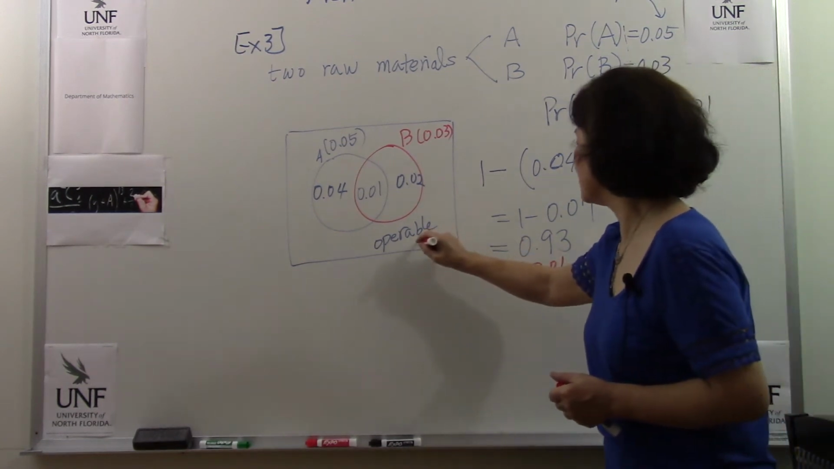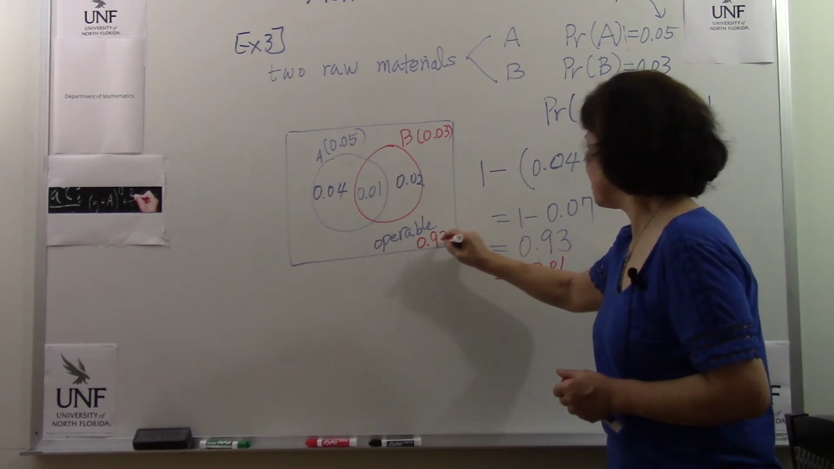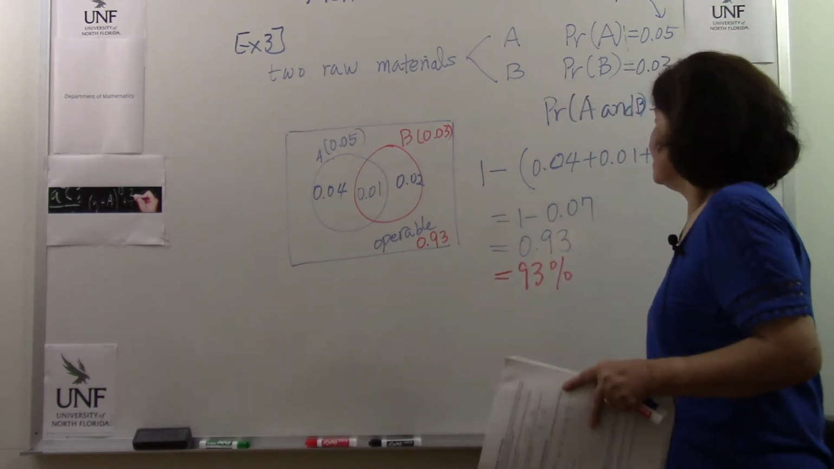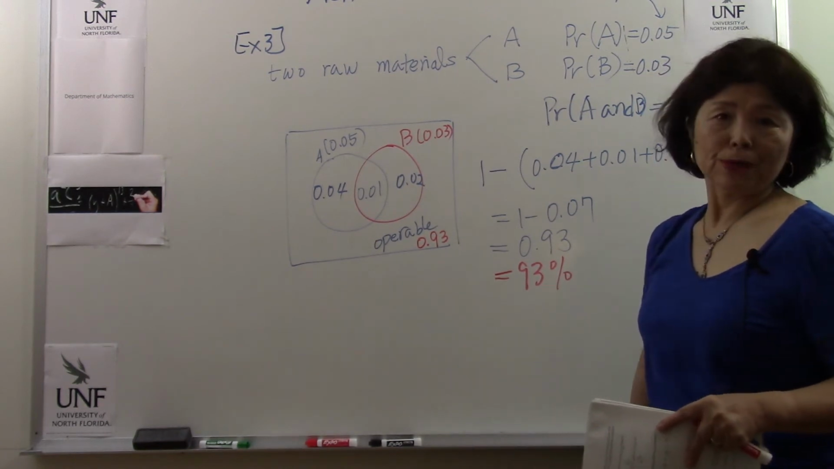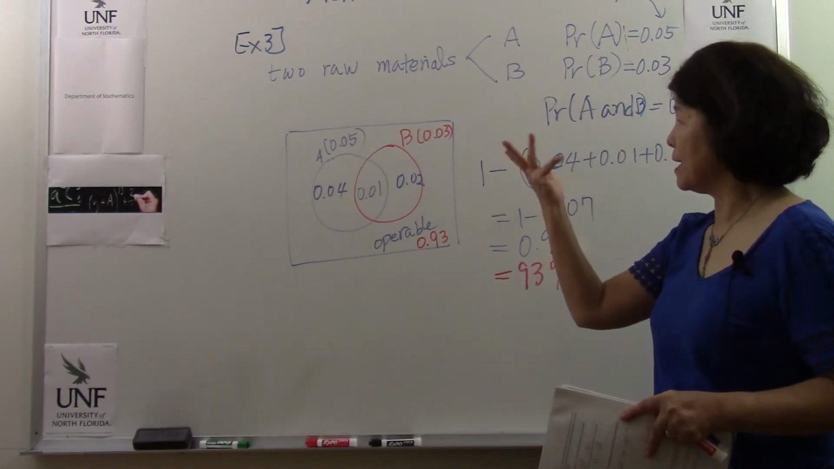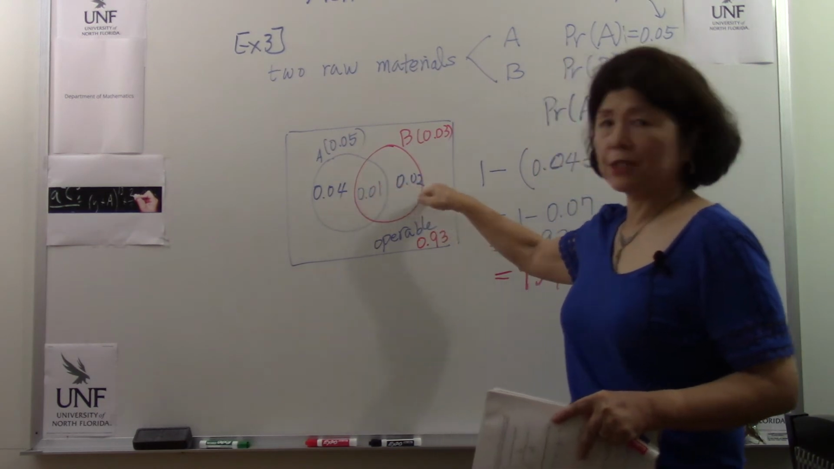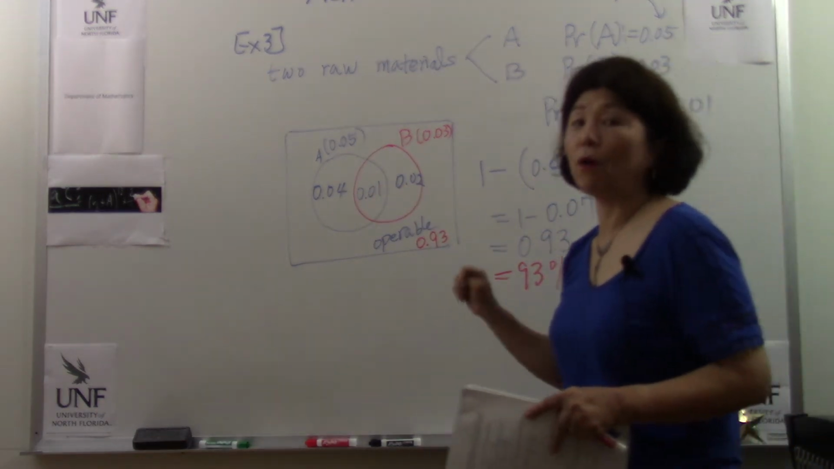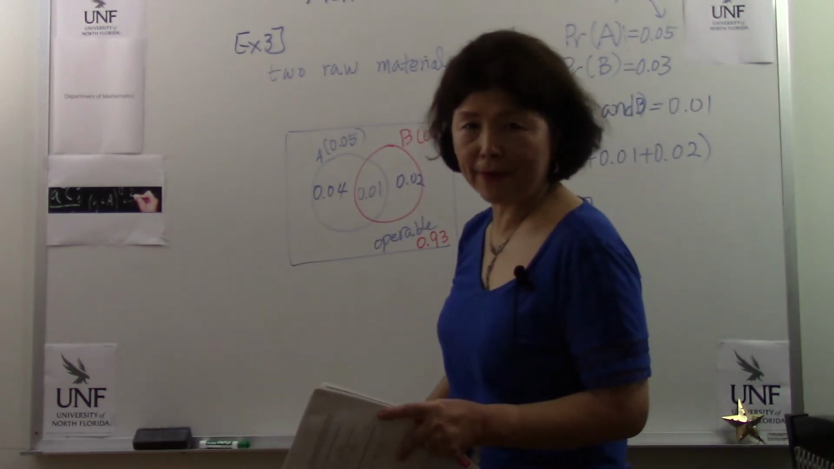Okay, so this is 0.93. I hope you understand this question. The only thing is, inside these circles are the bad situations where they do not operate. They cannot operate the factory.